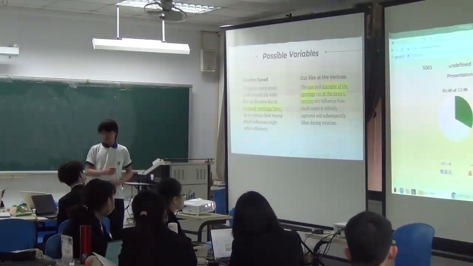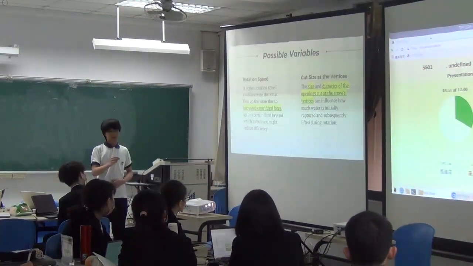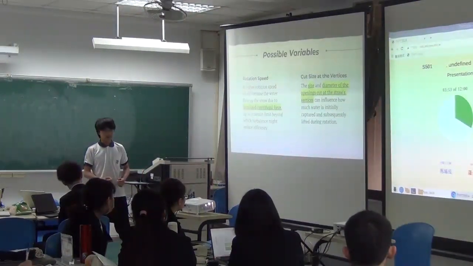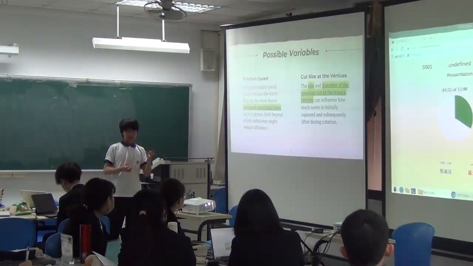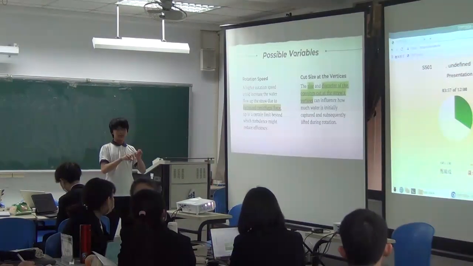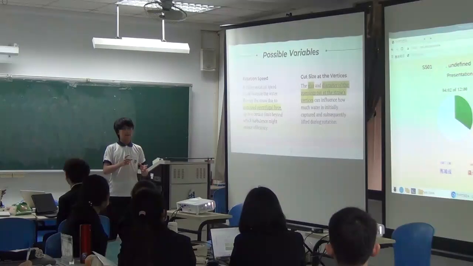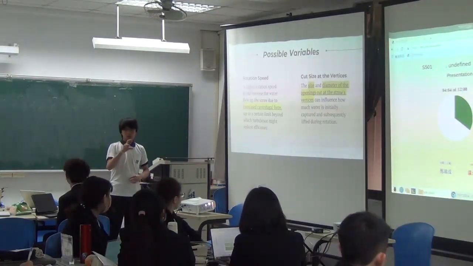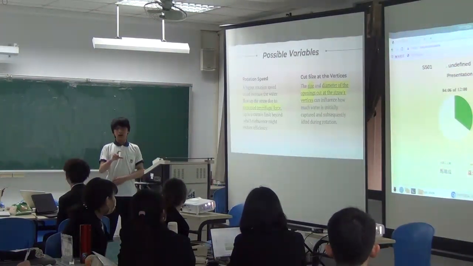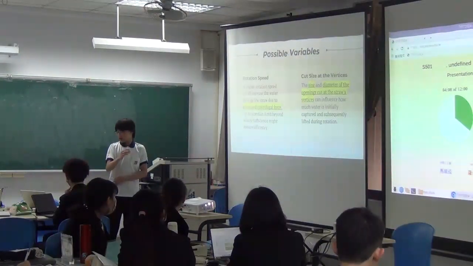The size of the diameter of the straw will also affect it. So the bigger straw and the smaller straw are also affected, because the volume of water that goes up through the straw will also affect it.